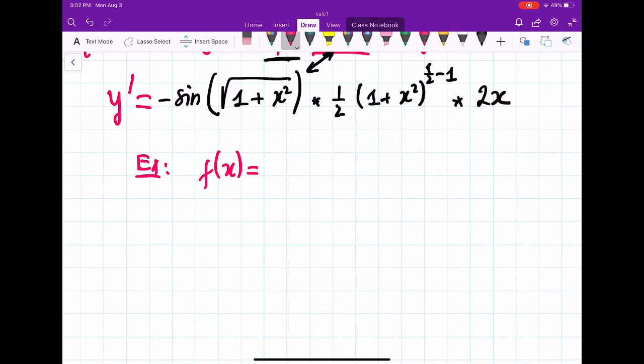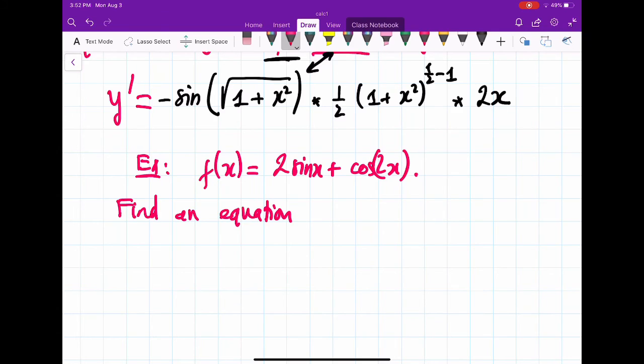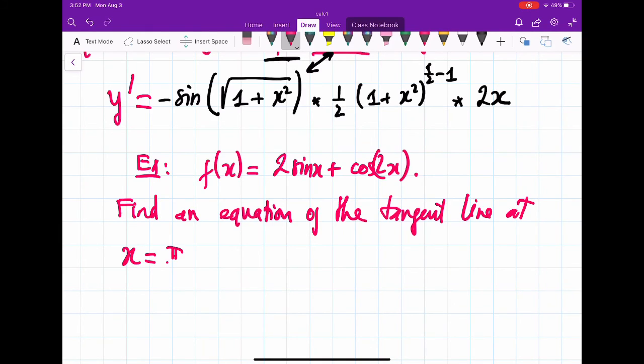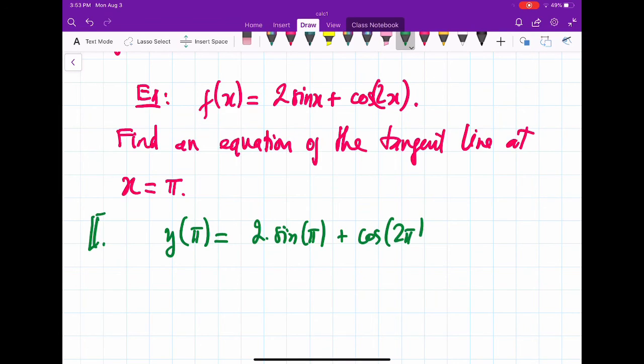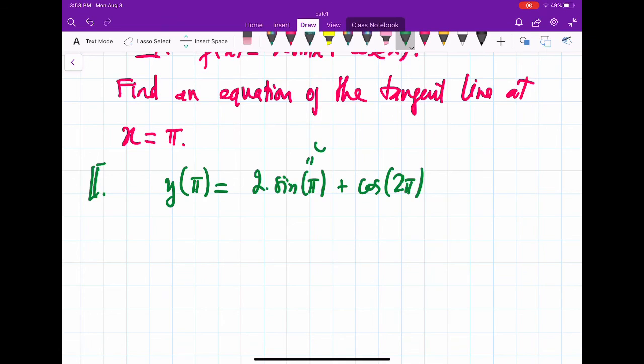We have the function f of x equal to 2 sine x plus cosine of 2x. Okay, let's find the tangent line to the graph of this function at x equal to pi. If they don't give you the y coordinate, it's okay. You can plug pi into the function, right? So I can write, y of pi is 2 sine pi plus cosine of 2 pi, and sine of pi is 0. Cosine of 2 pi is 1. So the function value is 1.